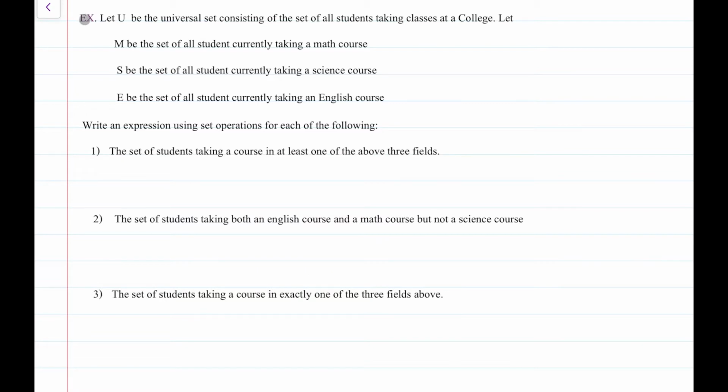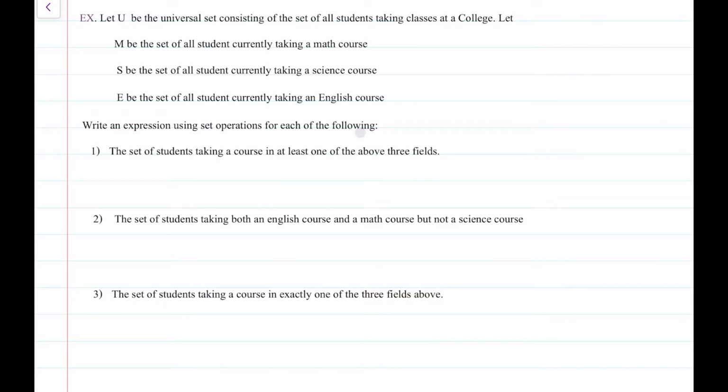I would like to solve this example. Let U be the universal set consisting of the set of all students taking classes at a college. Let M be the set of all students currently taking a math course, S be the set of all students currently taking a science course, and E be the set of all students taking an English course. Write an expression using set operation for each of the following.